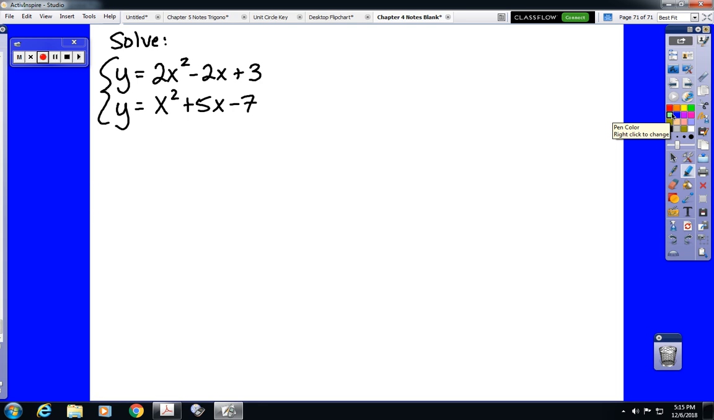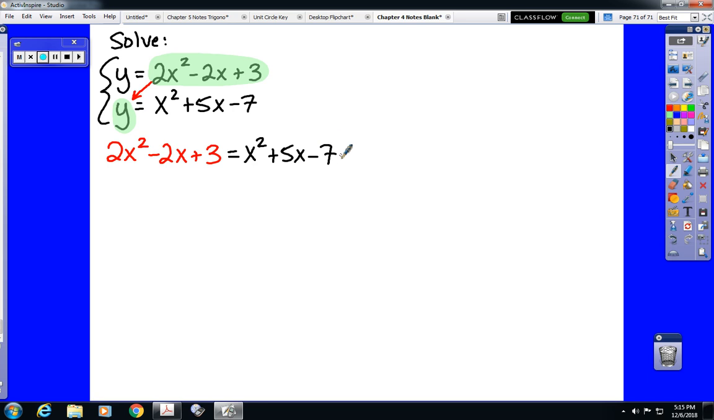Alright, so what we're going to do is we're going to take this trinomial and we're going to plug it into the other equation for y. So we're going to take that trinomial, we're going to plug it in for y. So that'd be 2x squared minus 2x plus 3 equals x squared plus 5x minus 7. And we are going to solve that equation.